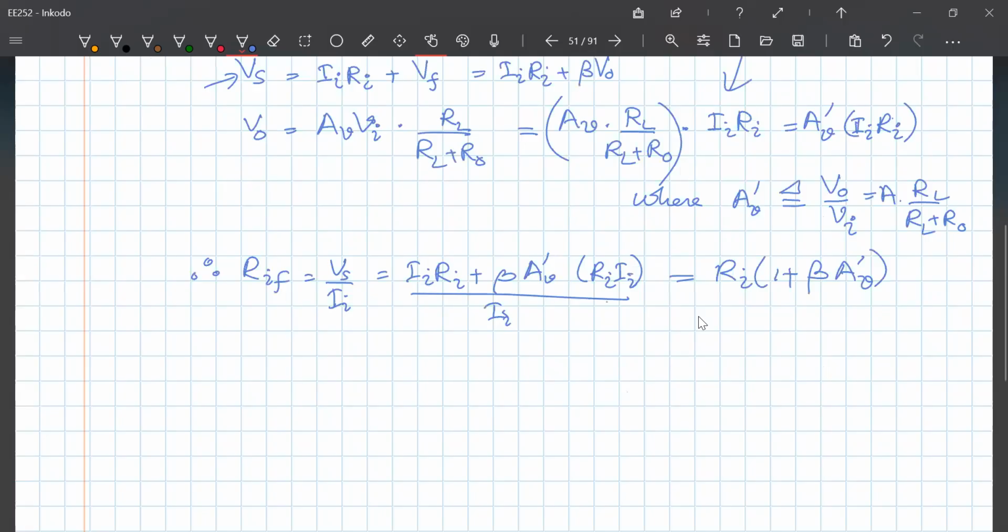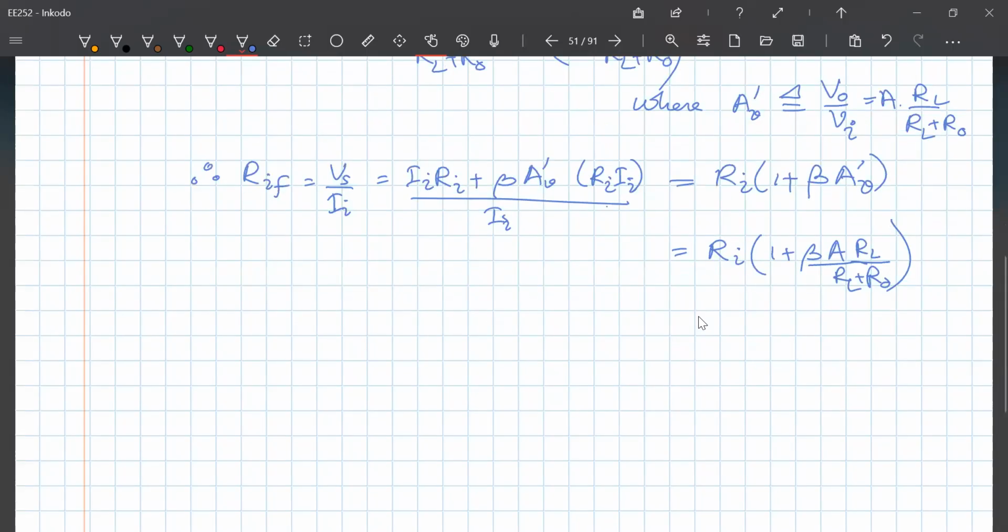And if you want, you can further replace Av dash with Av RL over RL plus R out. Okay, so this is basically the expression that you have for the input impedance with feedback when it is loaded. Okay, so yeah, Av is the open circuit voltage gain without feedback.